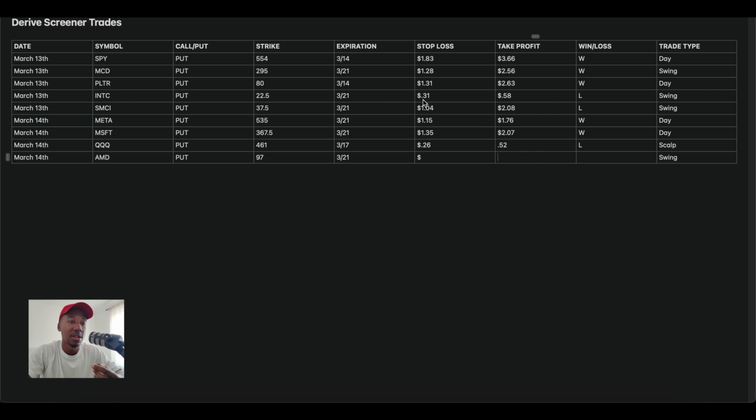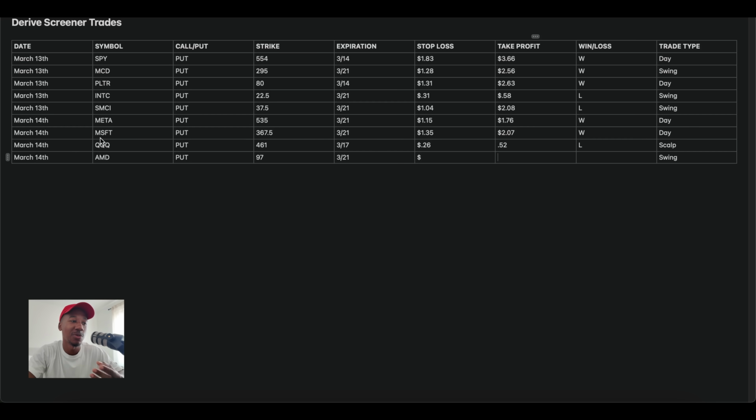All right, we took our first L over here with the Intel put. We took another L with the SMCI put. Both of those were swings. And then these were today. We got a Meta 535 put that expires on the 31st. Stop loss was 115 and the take profit was 176. Took another W on that. Of course, it was a day trade.